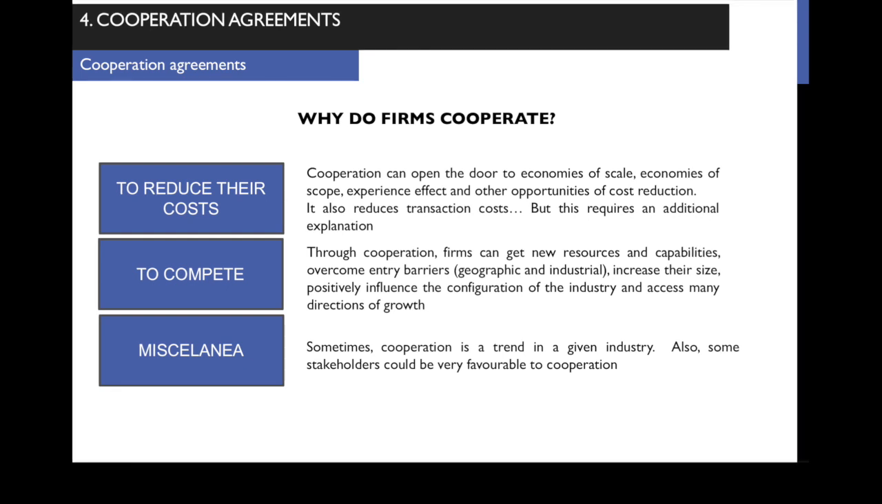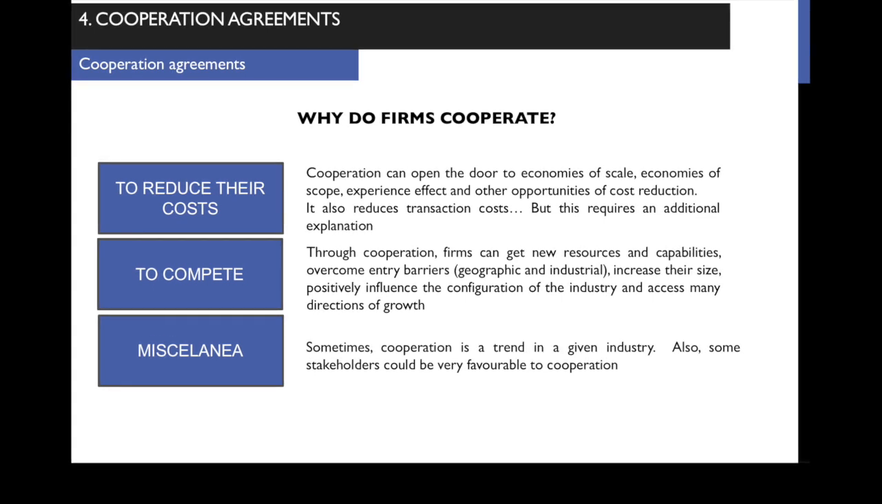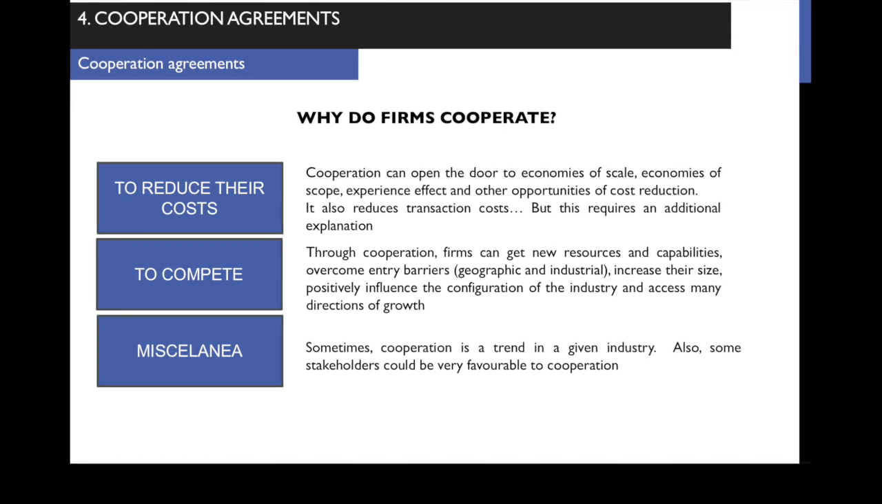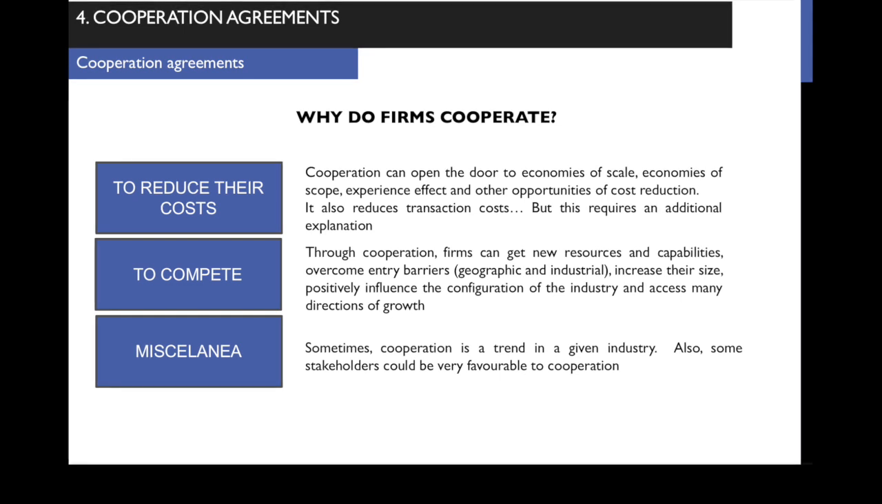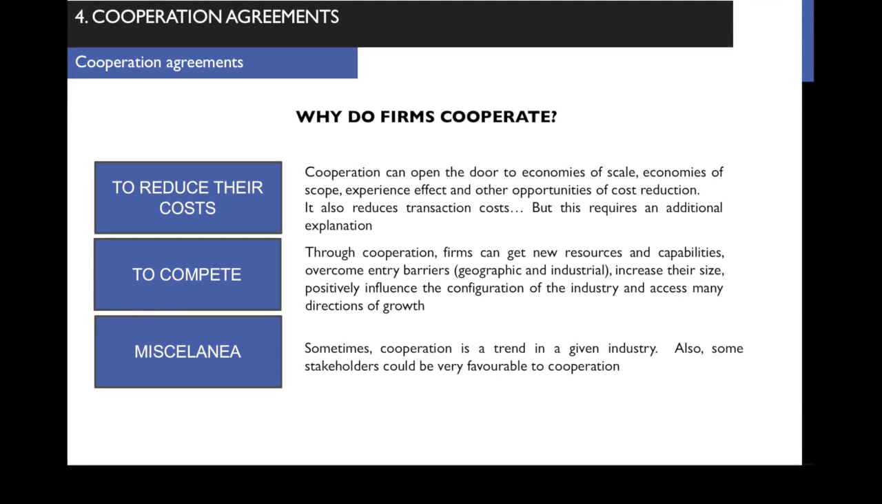Well, firms cooperate to reduce their costs. Which cost reductions can we find? Economies of scale derived from the size. If you cooperate, you're bigger. If you're bigger, then you reduce the cost because of that. Economies of scale. Economies of scope. If you cooperate, you share resources. If you share resources, you can reduce the cost. Experience effect. If you cooperate, you accumulate experience faster. If you accumulate experience faster, you increase experience effect.